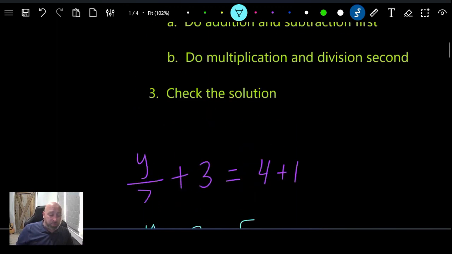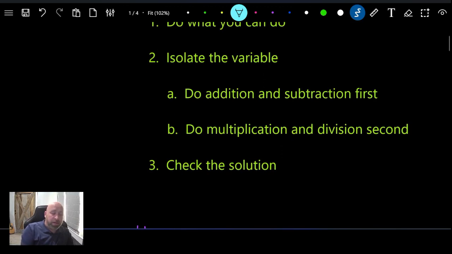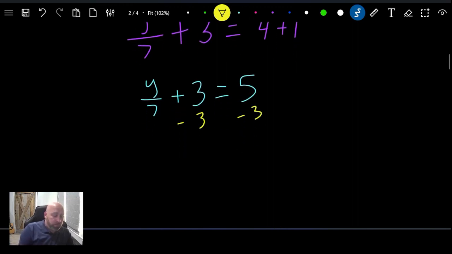And now we're on to step number 2. What is that? Isolate the variable. Well, under step number 2, we have 2 different steps. We have do addition and subtraction first. Okay? So I have a plus 3. What do I want to do here? I want to subtract 3 from both sides. That's going to cancel that, and I'm going to get y over 7 equals 5 minus 3 is 2.